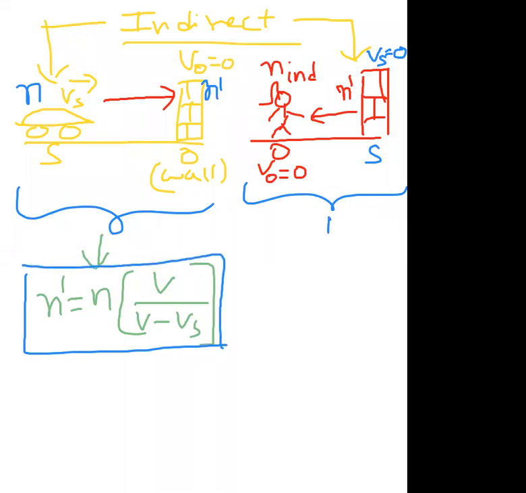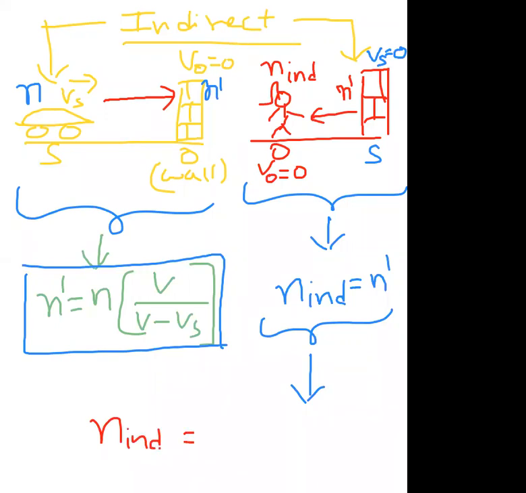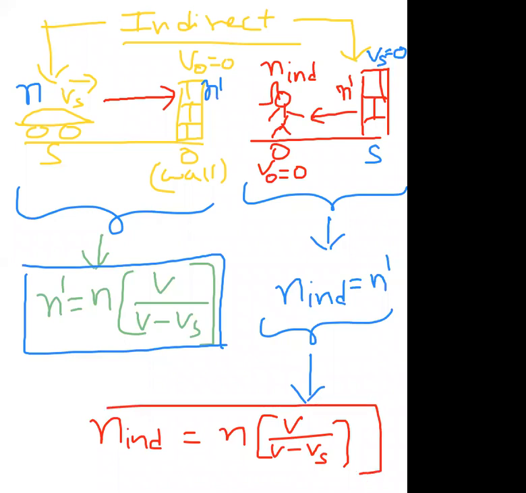Now coming to here, what happened? Now I want n indirect. The observer and the wall are both at rest, so n indirect is equal to n dash. There is no Doppler effect when both are at rest. So my conclusion is that n indirect is equal to n dash, which is n into V by V minus Vs. So this is the formula for n indirect.